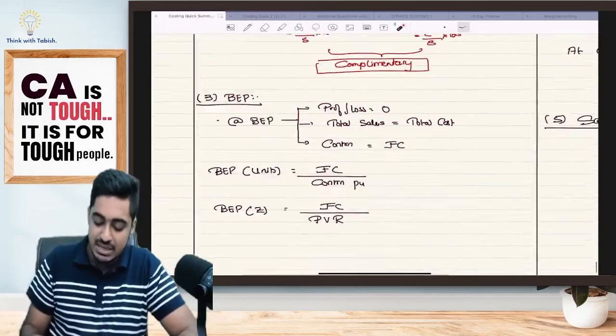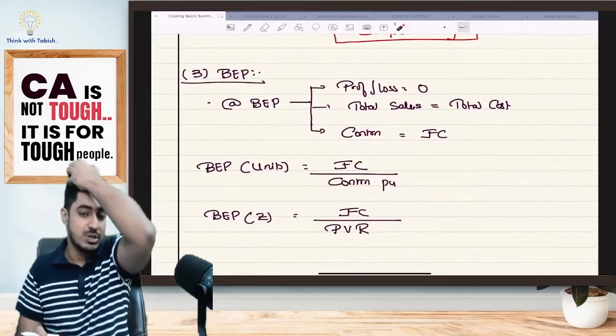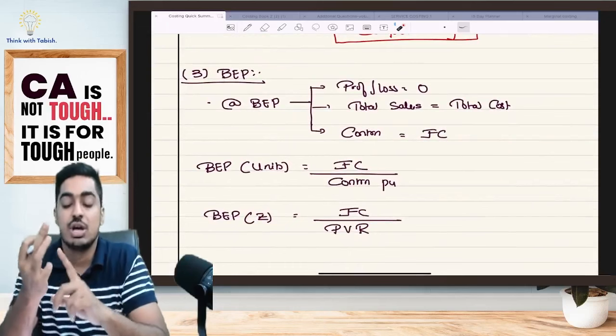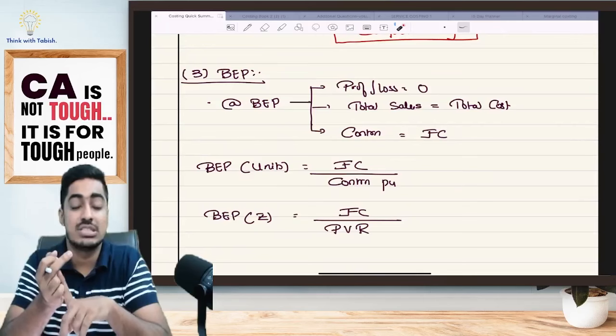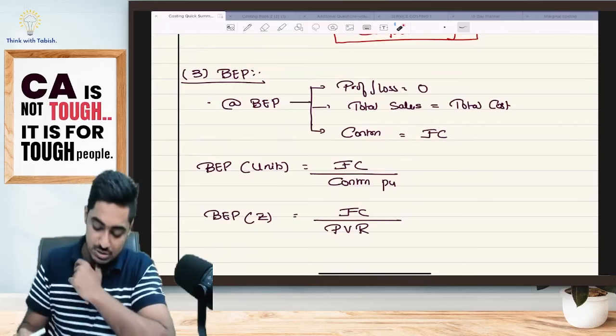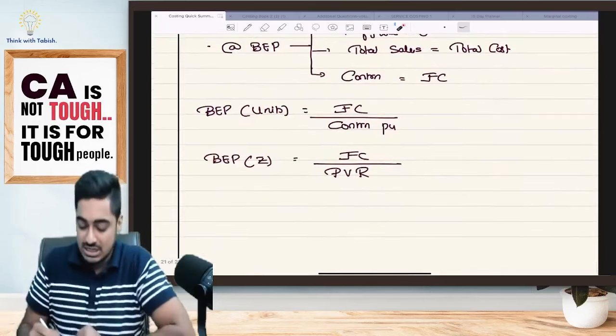Great. Next is break-even point. What all happens at our break-even point? 3 things happen at break-even point. Profit or loss is equal to 0. That means total sales is equal to total cost. That means contribution is equal to fixed cost. Now, the formula we have derived logically, we've explained.